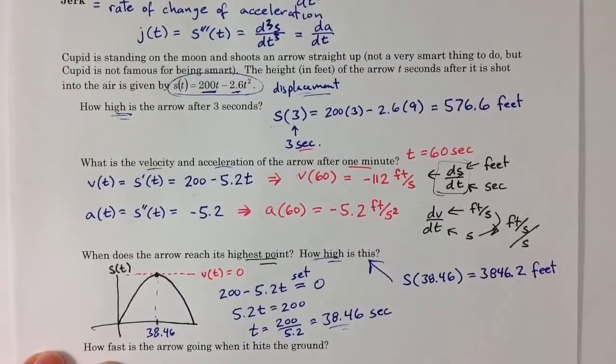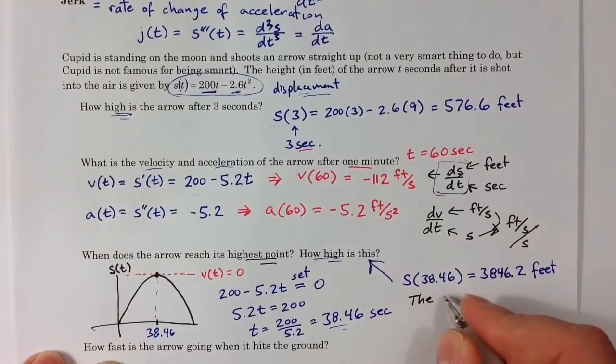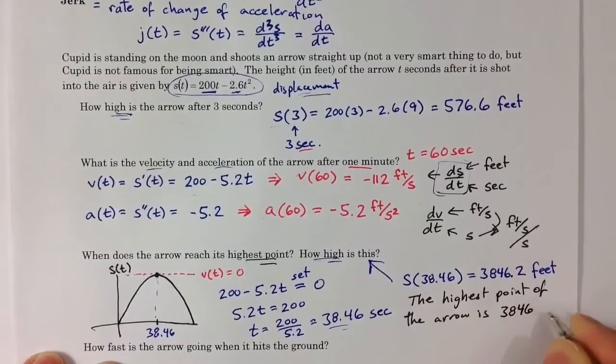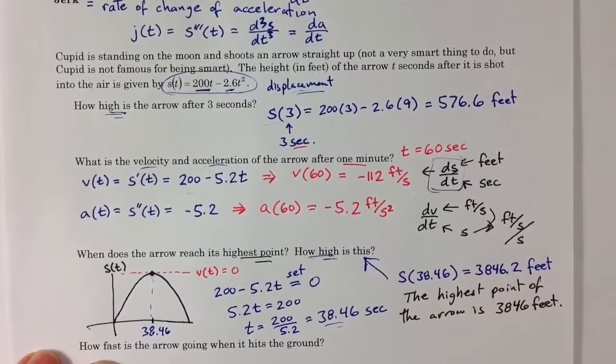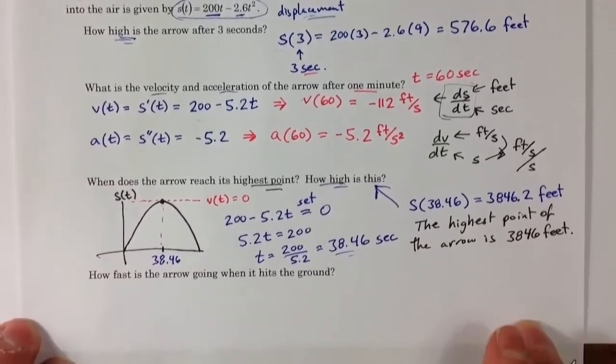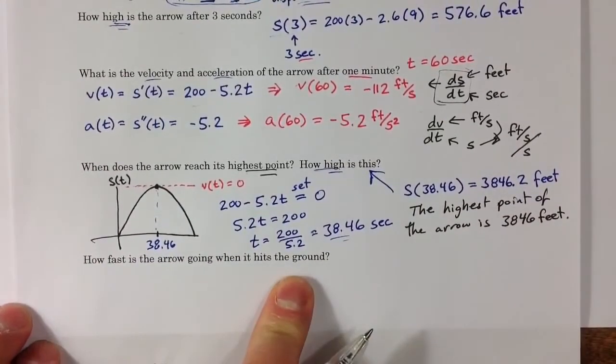So let me put that into a sentence, since that's kind of a nice thing to do. I haven't done that for the earlier examples, but we could write conclusions like this in a sentence. The highest point of the arrow is 3,846 feet to the nearest foot. Another question that involves velocity and position would be, how fast is the arrow going when it hits the ground?